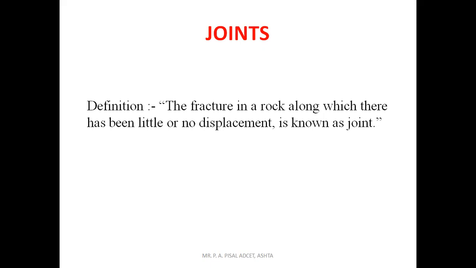Now today we are going to discuss the next type of structure generally present in all types of rocks. And that structure is called joints. Now first we will see what is the meaning of joints. Joints are the fractures in a rock along which there has been little or no displacement.